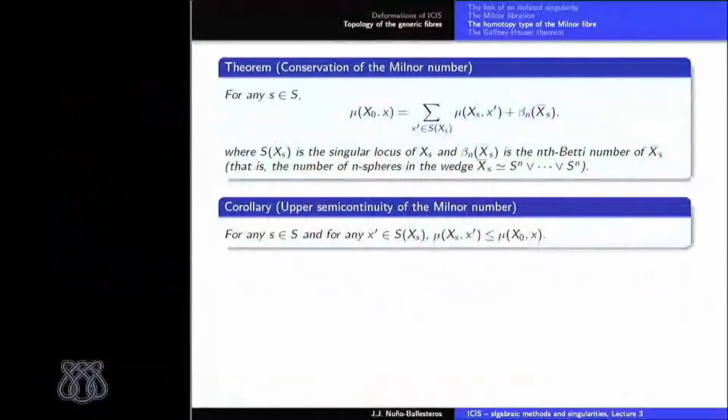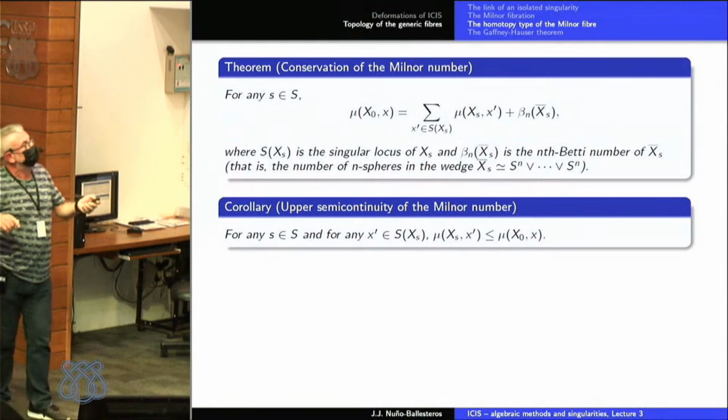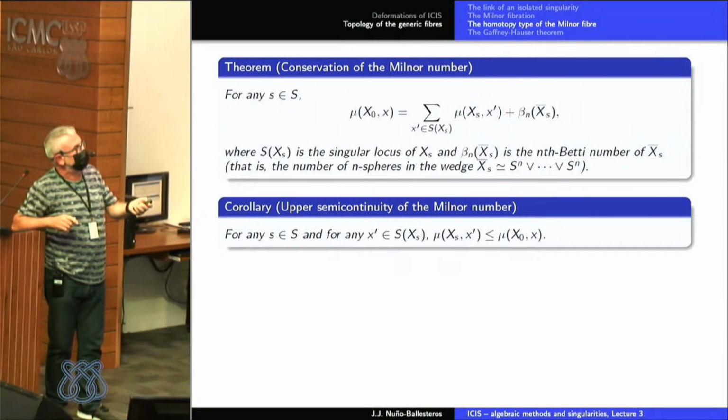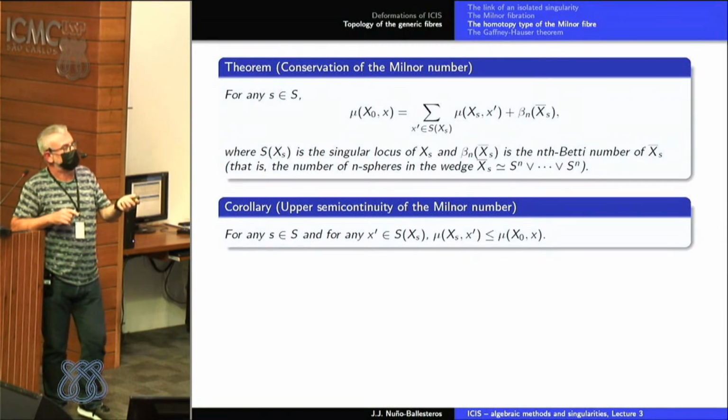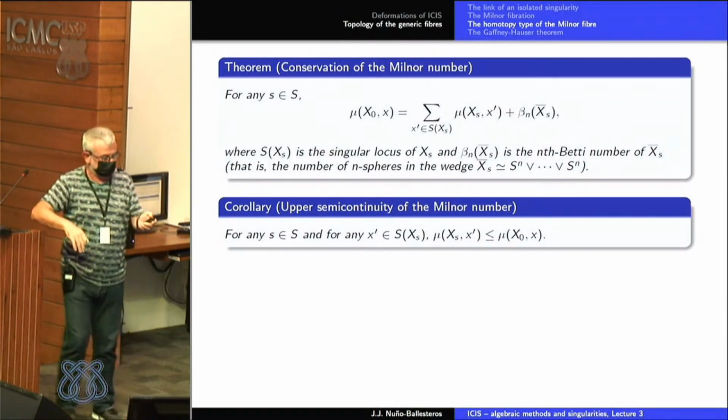Okay, so one corollary is the upper semi-continuity of the Milnor number. This is because all terms here are greater than or equal to 0. This is the number of spheres, and these Milnor numbers are greater than or equal to 0. So it follows that for any s in S and for any x prime in the singular locus of X_s, the Milnor number will be less than or equal to the initial Milnor number. So the Milnor number cannot be greater. It has to be less than or equal. Okay.